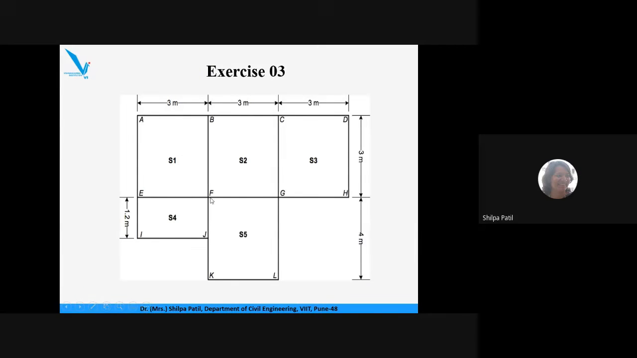But when such types of problems are asked, you can imagine how much time it will take to design the column located at F. You have to design these slabs, then find out at least what is the load coming from every slab on the beam. Then analyze the beam, find out the reaction, and then calculate it.